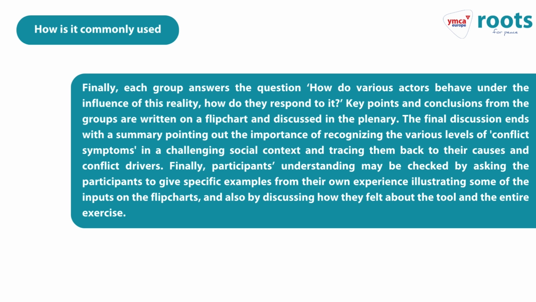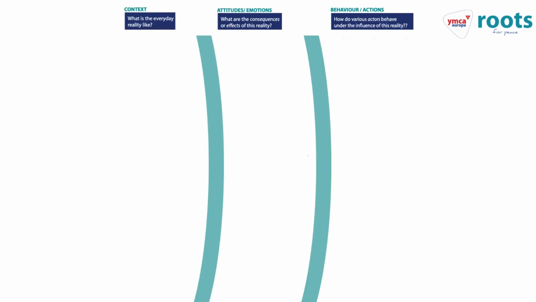The final discussion ends with a summary pointing out the importance of recognizing the various levels of conflict symptoms in a challenging social context and tracing them back to their causes and conflict drivers. Finally, participants' understanding may be checked by asking the participants to give specific examples from their own experience illustrating some of the inputs on the flip charts, and also by discussing how they felt about the tool and the entire exercise. Let's have a look at the example.